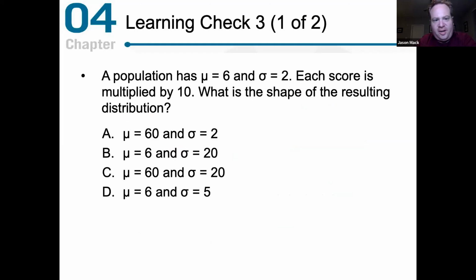All right, learning check. A population has a mean of 6 and a standard deviation of 2. Each score is multiplied by 10. What is the shape of the resulting distribution?